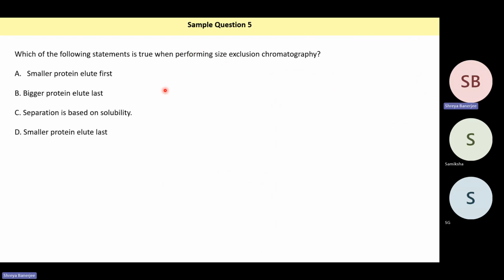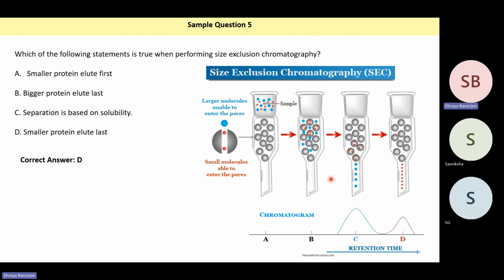So the next question is asking which of the following statements is true when performing size exclusion chromatography? Option D, smaller proteins elute last. Yeah. As I discussed, small proteins fit into the pores and the large proteins will elute out first. And then as you add more solvent, the small protein is eluted out last.